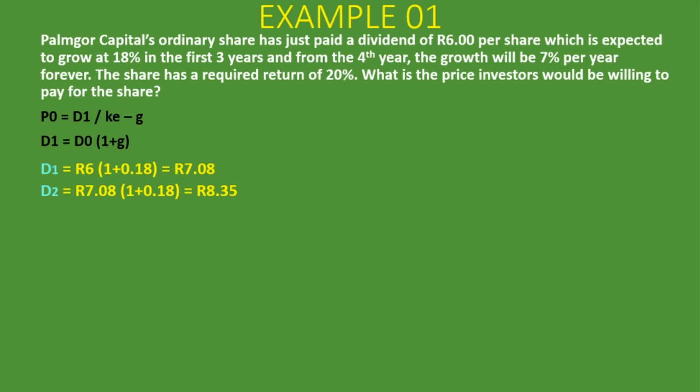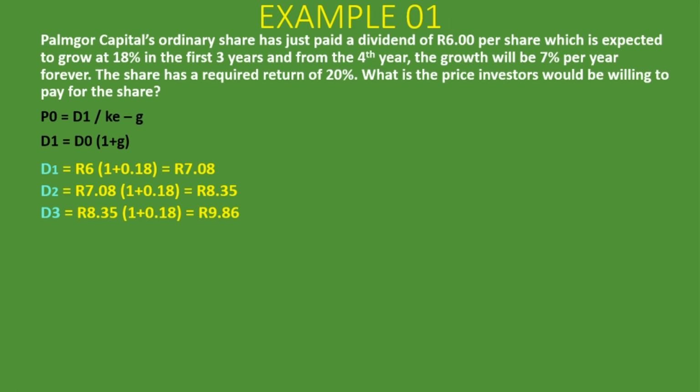Okay, now we need to get the dividend at period 3. Remember, that is where the supernormal growth ends, at period 3. So we're going to take the dividend at period 2, which is the 8 Rand 35 cents, times 1 plus 0.18, and it gives us a dividend at period 3 of 9 Rand 86 cents. Now we have all the dividends for period 1 to period 3, which is the supernormal period. Remember, it ends at period 3 because we are told that it's in the first 3 years, and then from year 4 the growth will be 7%.